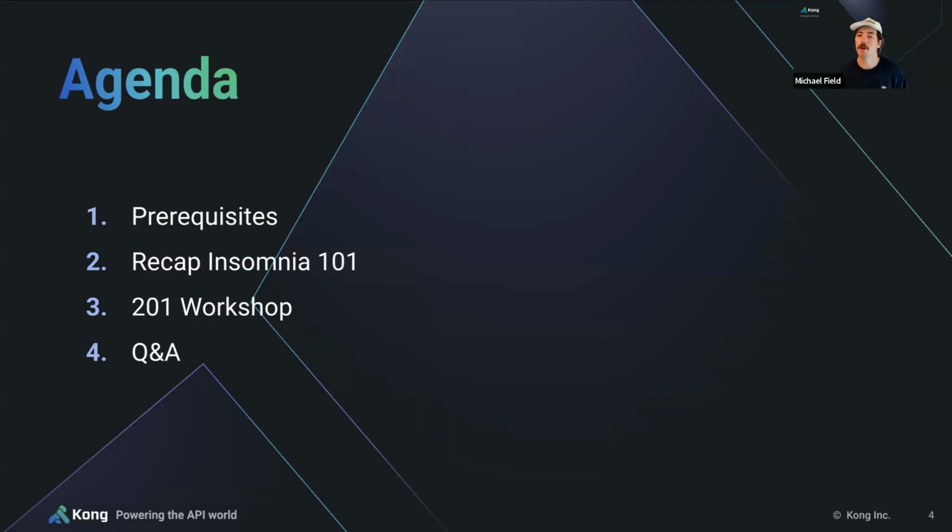So the agenda today at a very high level is first, we're just going to cover a couple of prereqs if you want to follow along with the workshop. Again, this is something we're going to be sending out a recording of after, and basically all the information you need if you want to try this on your own later. But if you want to follow along, that's an option as well. We'll spend a little bit of time recapping what we covered in Insomnia 101, to make sure folks have the necessary background to complete this course. Then from there, we're going to dive straight into the 201 workshop, and we'll finish up and leave some time at the end for a Q&A.